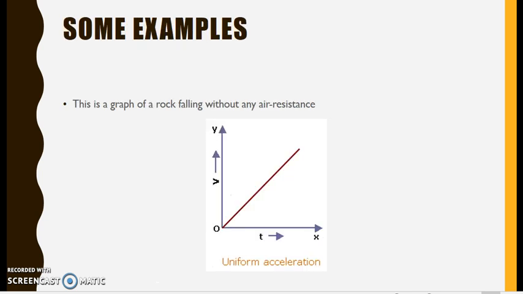Next, some examples. This is a graph of a rock falling without any air resistance. You see that the red line is straight. This means that it keeps accelerating until, I presume, it stops because it hit the ground. Or, I don't know, he stopped paying attention, I guess.